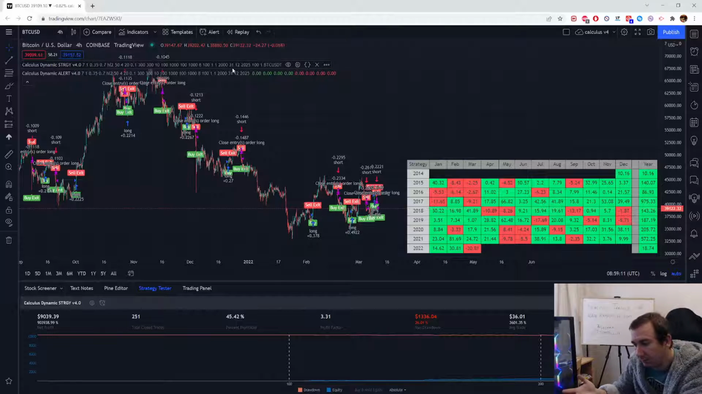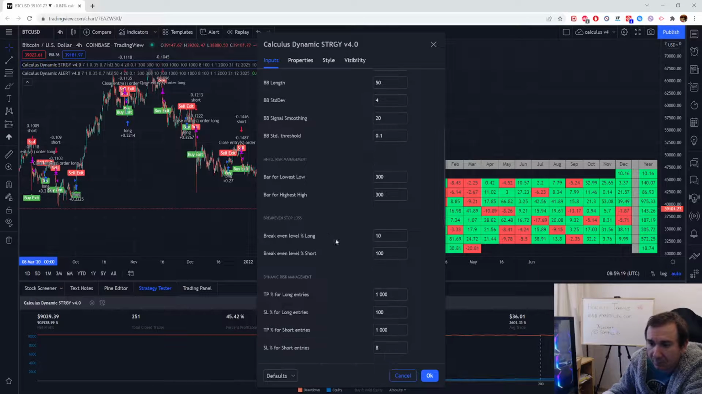And for the short, I will explain now, you have multiple types that you can do. This would be our first system, our highest high and lowest low. Then the break-even stop loss. For example, in this case, I noticed that for the long, 10% is a good value both for BTC and ETH. So in this case, what does it mean?